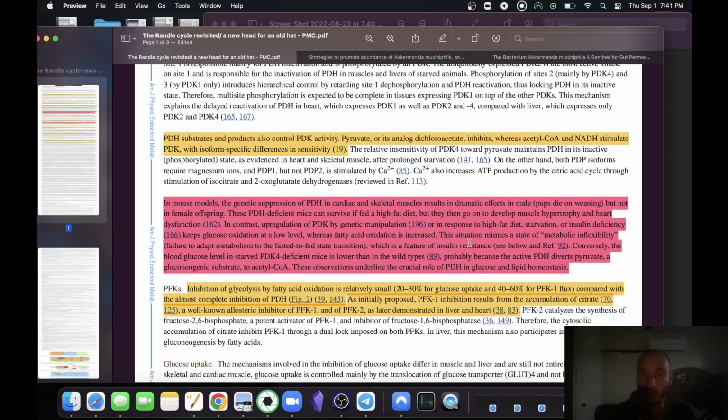Now, they go on to say that this situation mimics a state of metabolic inflexibility, essentially a failure to adapt metabolism to the fasted to fed state transition, which is a feature of insulin resistance. Again, this situation mimics a state of metabolic inflexibility.